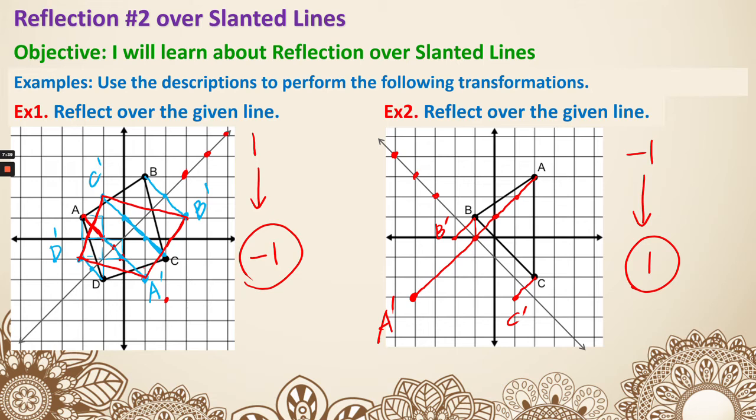Now I can choose to connect my A prime to B prime to C prime, and C prime back to A prime. There's our new shape. That's example 2.